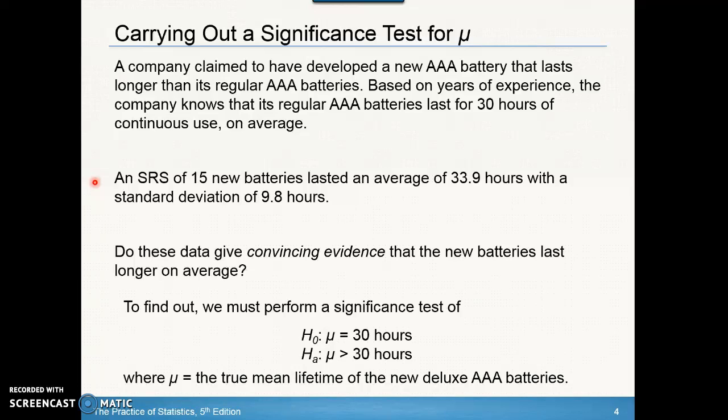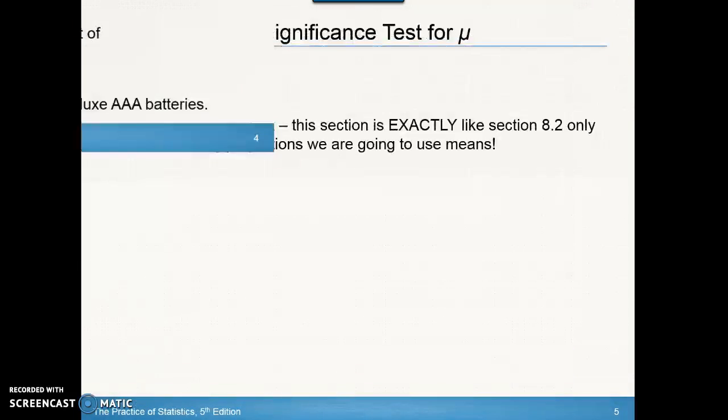So what would the null and alternative hypotheses be? Remember, it's always in terms of the population, never in terms of the sample. So we're testing the null that mu is equal to 30 hours. That's what we know from the past. Versus the alternative, we're saying, hey, we actually think the new batteries last longer than 30 hours. Notice how mu is defined. It's the true mean lifetime of the new deluxe AAA batteries.